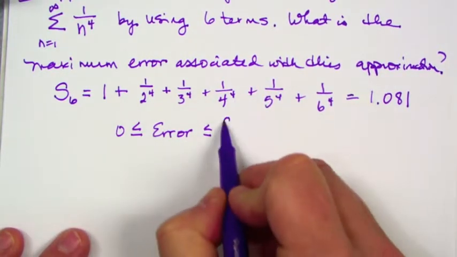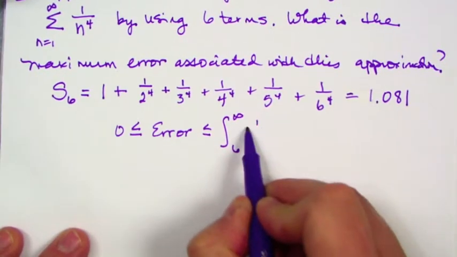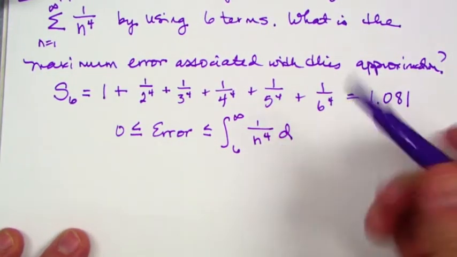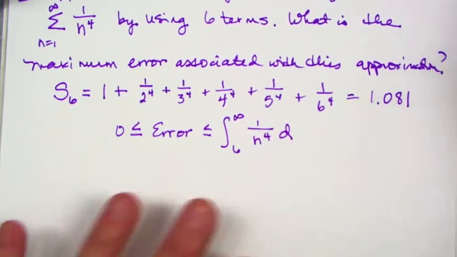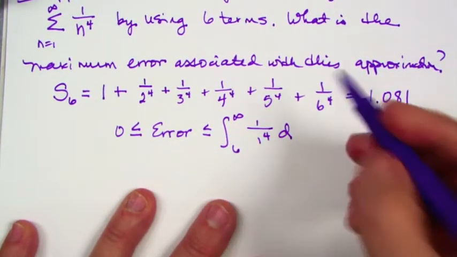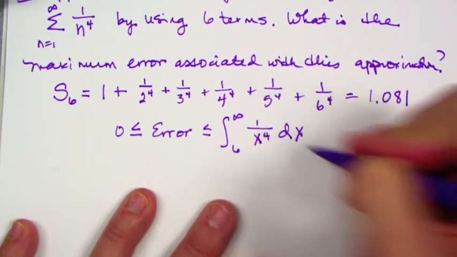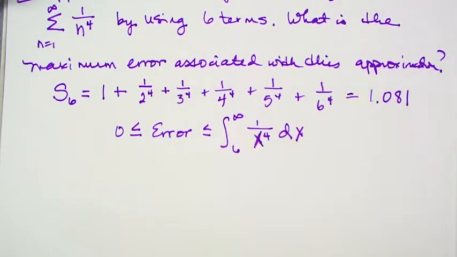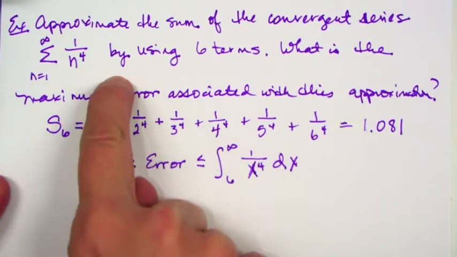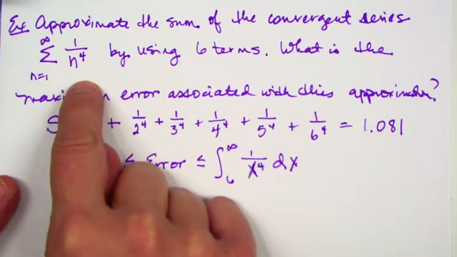The integral from 6 to infinity. Let me change it to an x. One over x to the fourth dx. So why did we do the sum? Why did we do the sum, like the 1.081, if we're just going to do the integral from 6? We have approximated the sum of this series.